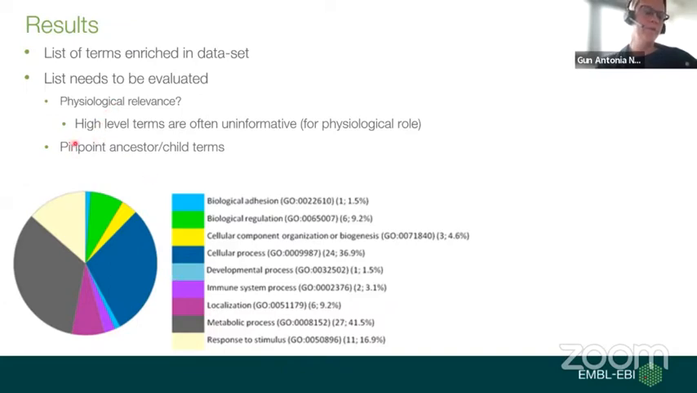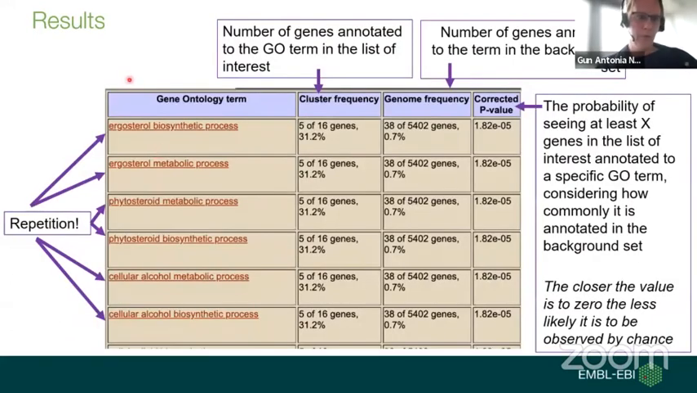And it's also useful to look for ancestor-child terms because you can get a lot of repetition. So, for example, this is a small part of the output of an example enrichment. You see here that you have very similar terms that are very closely related in the ontology appearing. So we have 5 out of 16 genes annotated to ergosterol biosynthesis, ergosterol metabolic process, and so on. And similarly for alcohol metabolic process or alcohol biosynthetic process.